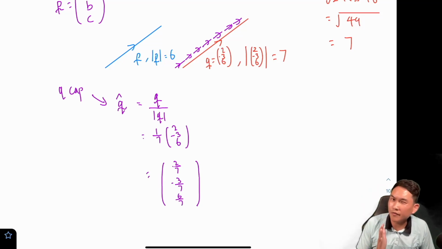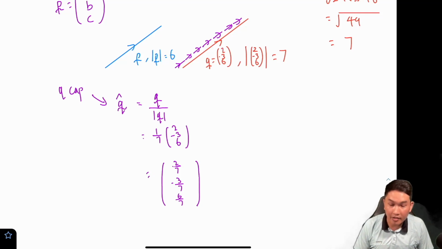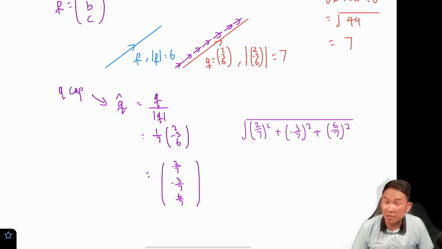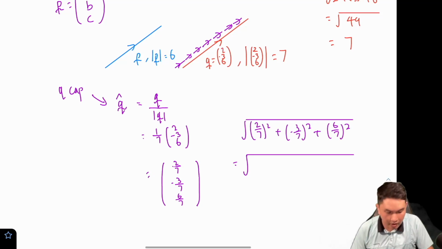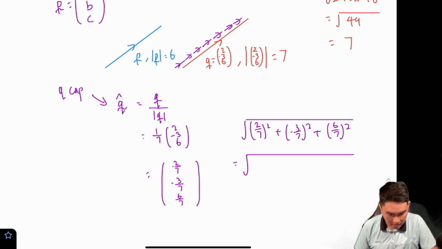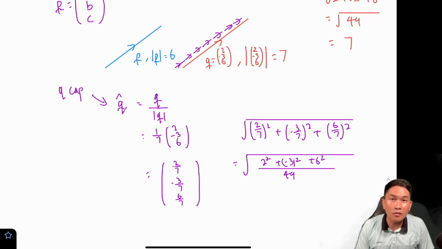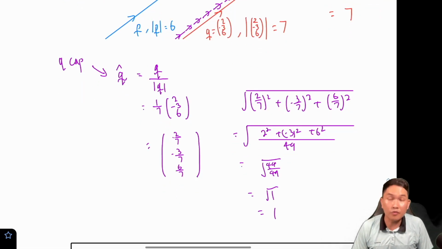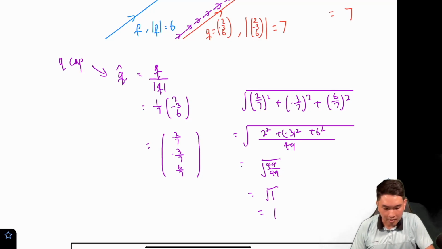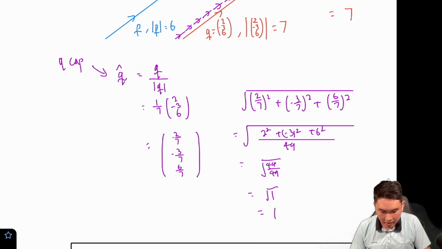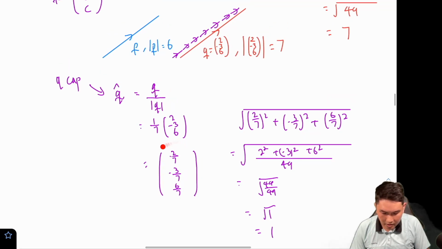And I just want to do a very quick check to see whether the size of Q cap is equal to 1. We all know that this is all over 7 squared, so that's over 49. So 2 squared is 4, negative 3 squared is 9, and 6 squared is 36. 4 plus 9 plus 36 is 49. Square root of 49 over 49 is the square root of 1, which is just 1. So yes, our vector here, Q cap, just by taking the vector Q and dividing by the size of Q, will give us a unit vector.